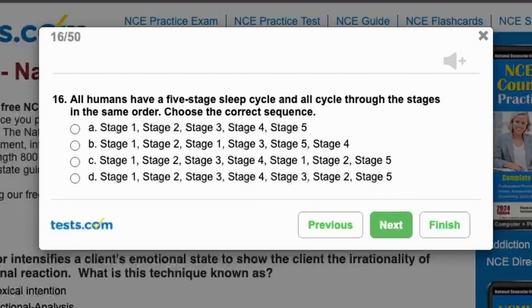All humans have a 5-stage sleep cycle, and all cycle through the stages in the same order. Choose the correct sequence. A. Stage 1, Stage 2, Stage 3, Stage 4, Stage 5. B. Stage 1, Stage 2, Stage 1, Stage 3, Stage 5, Stage 4. C. Stage 1, Stage 2, Stage 3, Stage 4, Stage 1, Stage 2, Stage 5. Or D. Stage 1, Stage 2, Stage 3, Stage 4, Stage 3, Stage 2, Stage 5.